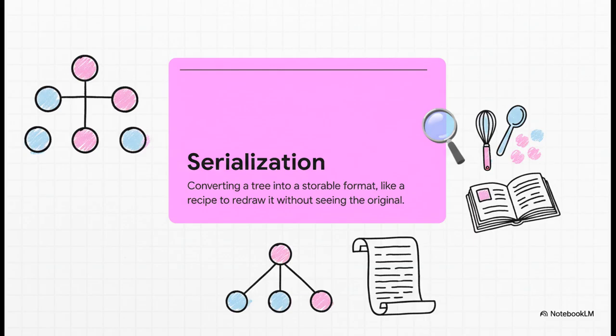And honestly, the best way to get it is to forget about code for a second. Imagine you're describing your family tree to a friend over the phone. You can't just list off names, right? You have to explain who's connected to whom. Serialization is creating that perfect, unambiguous recipe so they can draw it out flawlessly on their end.